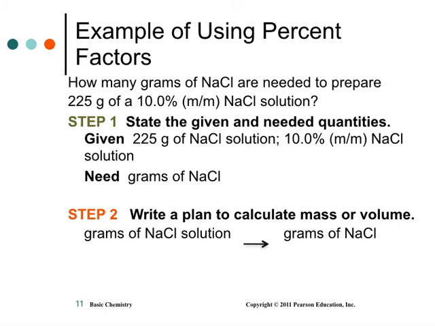So I know 0.1, it's given, and I know 225. The other thing would be the x. So you're simply going to put it together as x, which is your solute, over 225, which is your solution, equals 0.1. So you take 0.1, multiply by 225, and you get your answer.